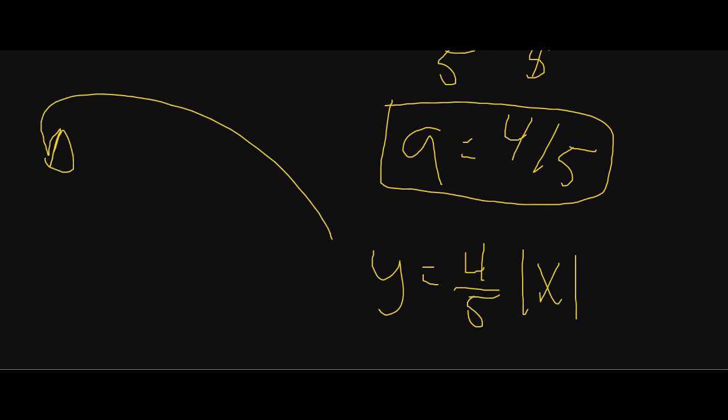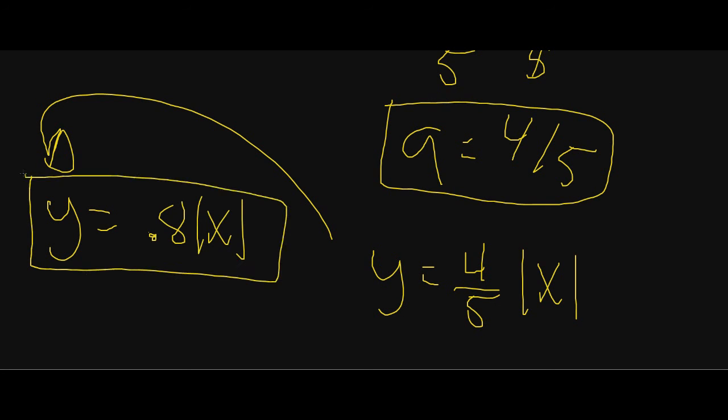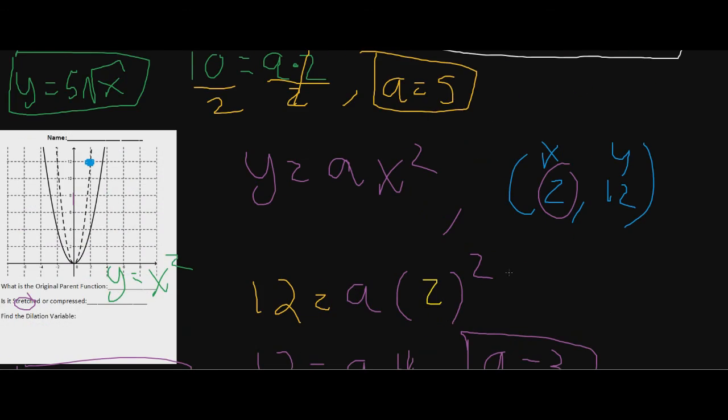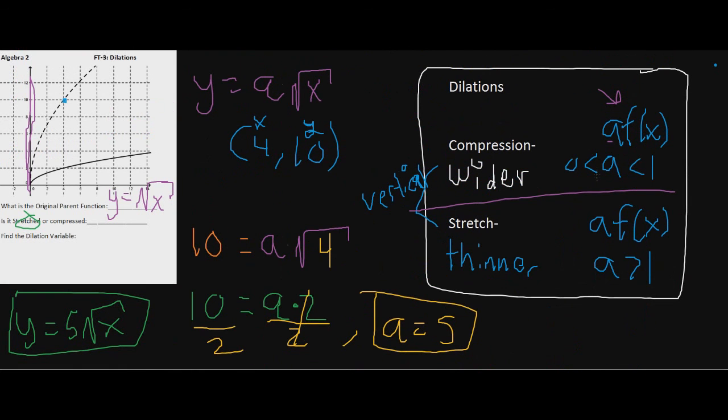Or if you want to find out what that is as a decimal number, let's see, 4 divided by 5 is 0.8. So we can also write this as y is equal to 0.8 times the absolute value of x. And if you look back up here, a compression, something that gets wider, should be a number between 0 and 1.